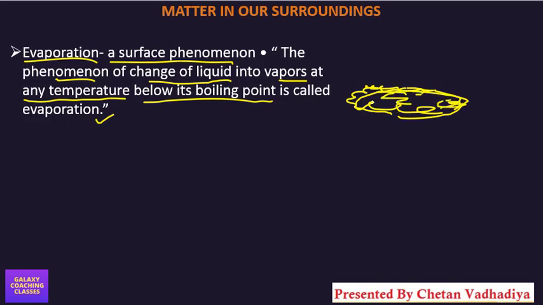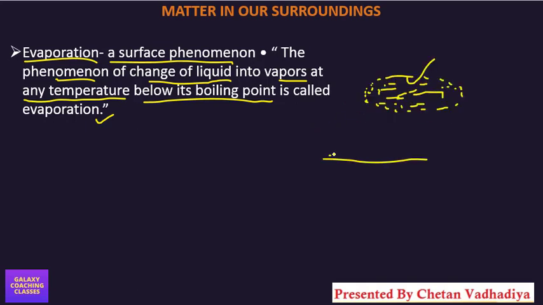You will not be able to see that water. So what happened to that water? That water evaporated. Without reaching its boiling point, that water evaporated. So that process is called evaporation. Actually, what happens in evaporation?